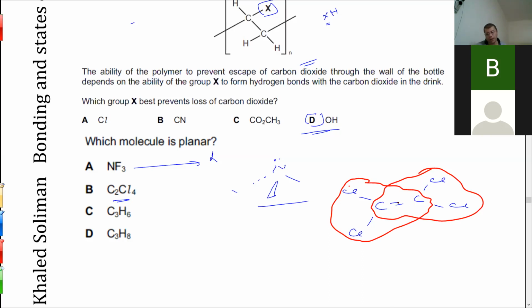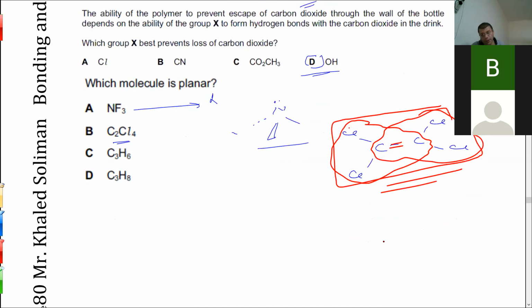How did you know? Because we have double bond between the 2 carbon atoms, so there is no rotation between the 2 carbon atoms. So this one will remain planar structure. Clear for us? Done.